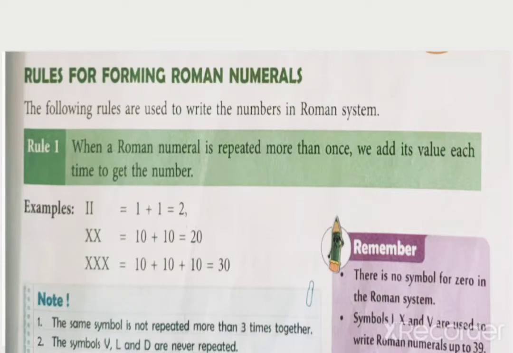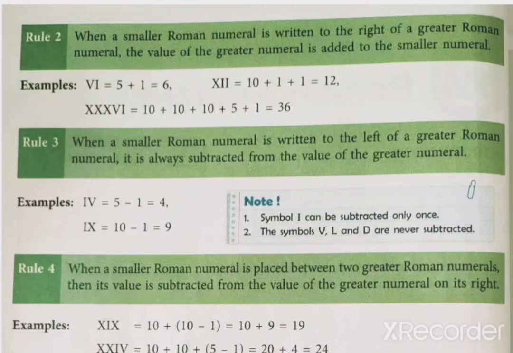Now there is no 0 in Roman numbers. This you have to remember. The next rule is, when a smaller Roman numeral is written to the right of a greater Roman numeral, the value of the smaller numeral is added to the greater numeral.